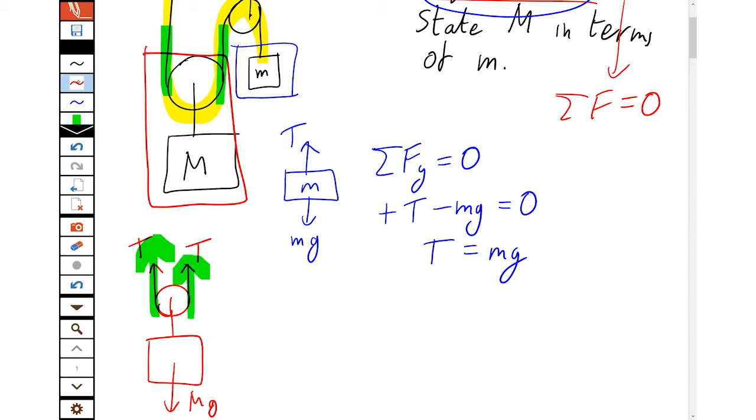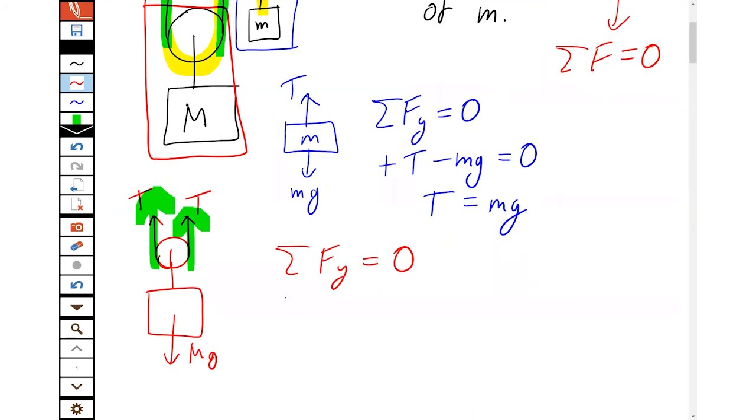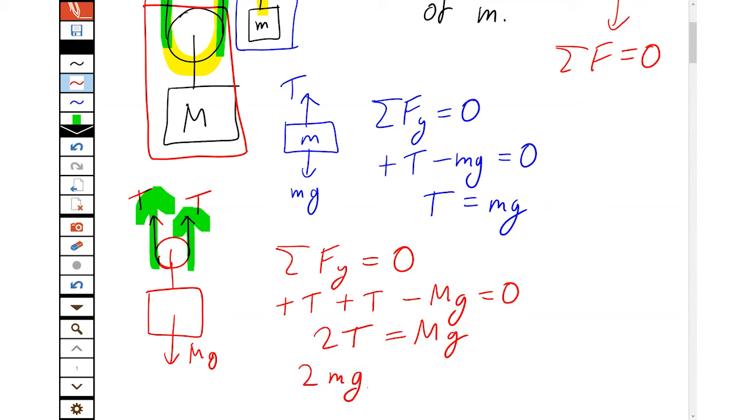So let's look at that. The sum of all the vertical forces here is 0. So much clearer than sigma Fy equals 0. So you have plus a tension up, minus the big weight down. So twice the tension is equal to the big weight. So that's twice the small weight is equal to the big weight. So you can cancel out the g's. Now we find the large mass is twice the small mass.